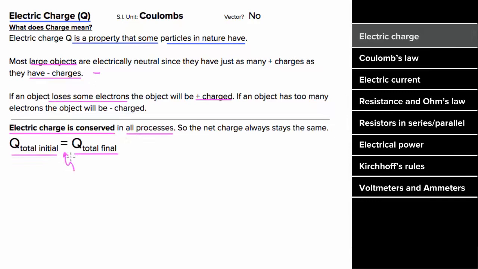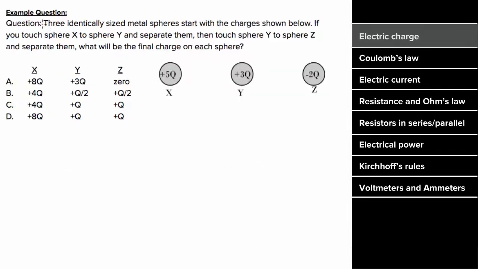So what's an example problem involving electric charge look like? Let's say 3 identically sized metal spheres start off with the charges seen below, positive 5q, positive 3q, and negative 2q. If we touch sphere x to sphere y and separate them, and then touch sphere y to sphere z and separate them, what will be the final charge on each sphere?